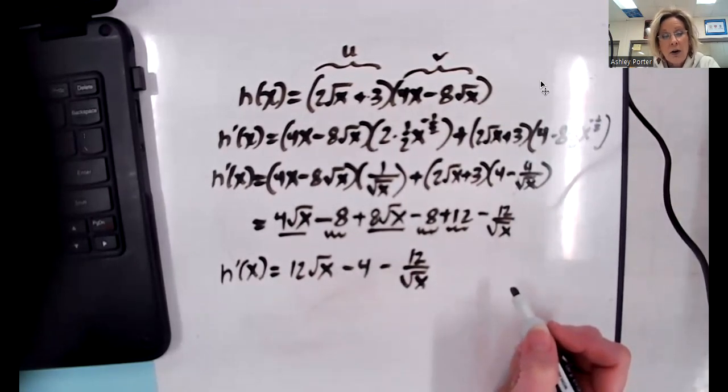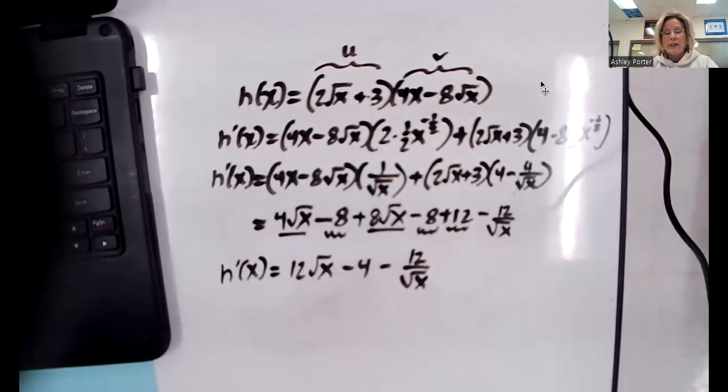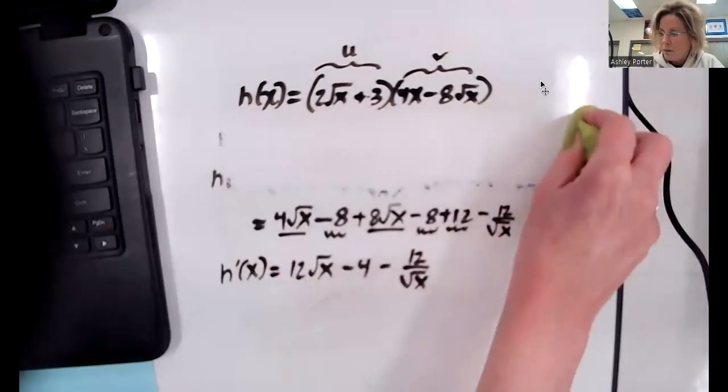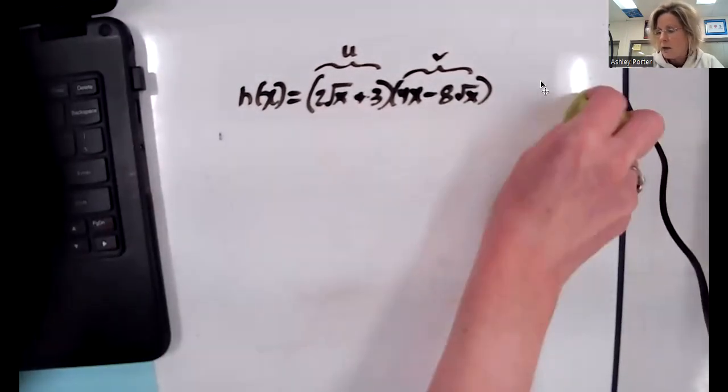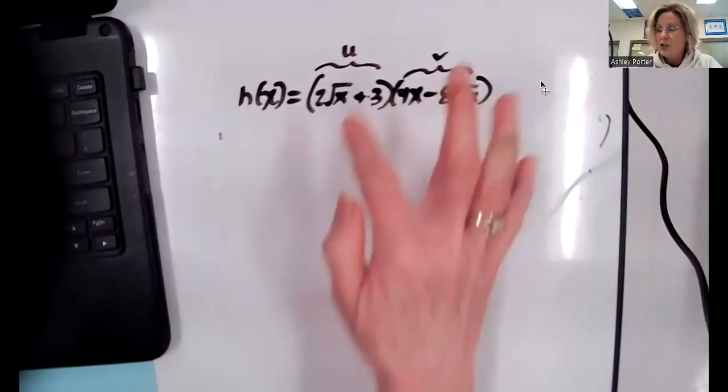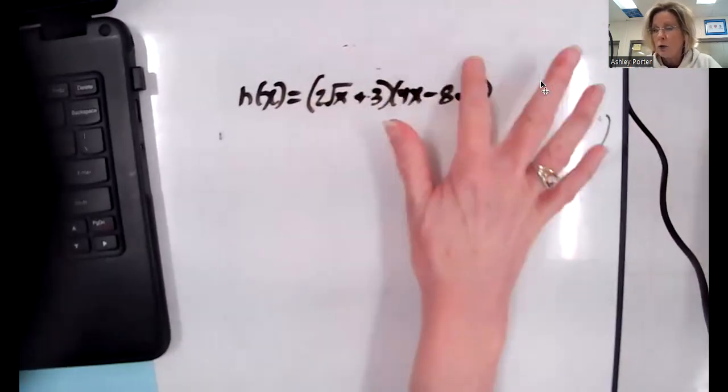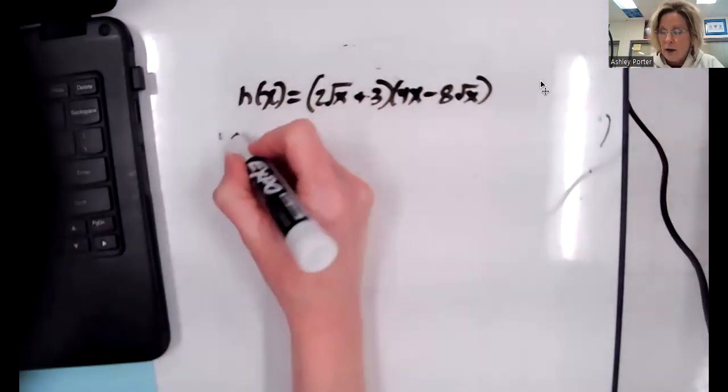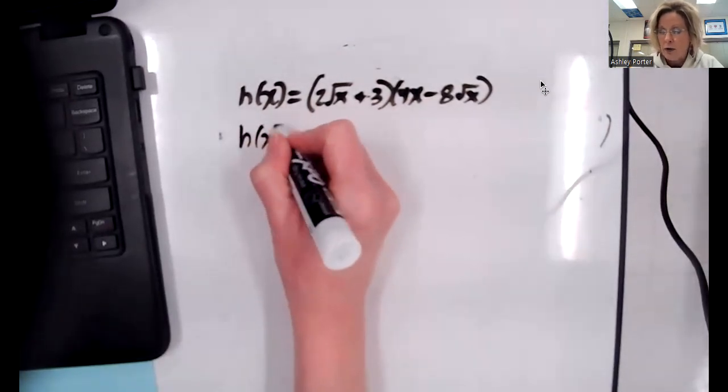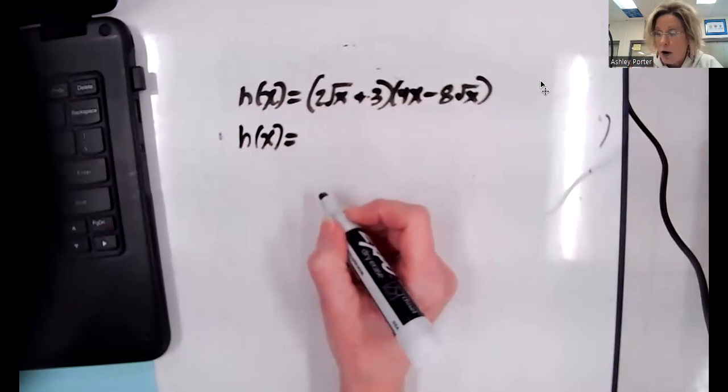Now, I'm suggesting on this one, we could have made this simpler. So instead of using the product rule, what if I just FOILed from the beginning? So at this point, I'm not doing derivative. I'm just cleaning up the given problem.